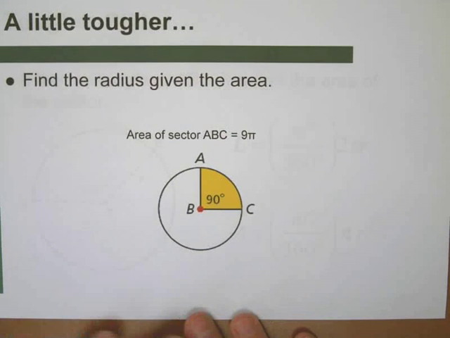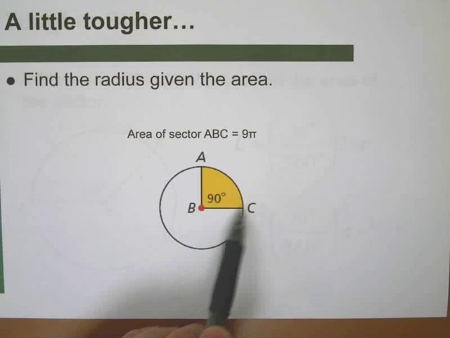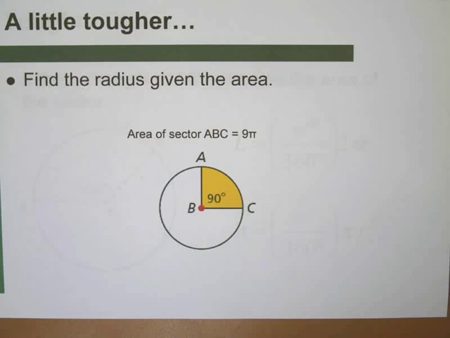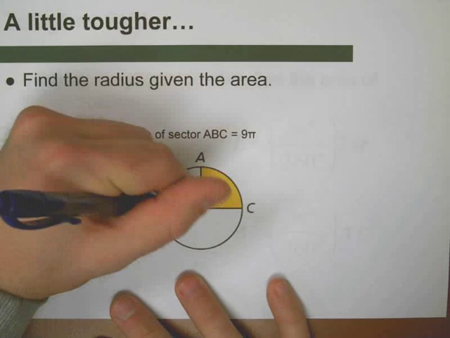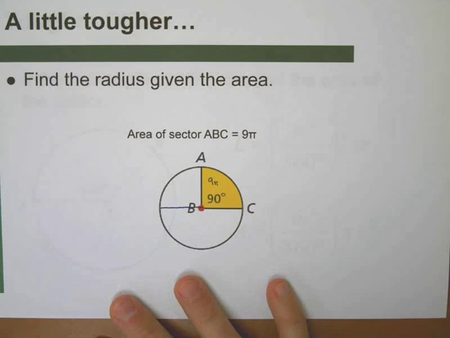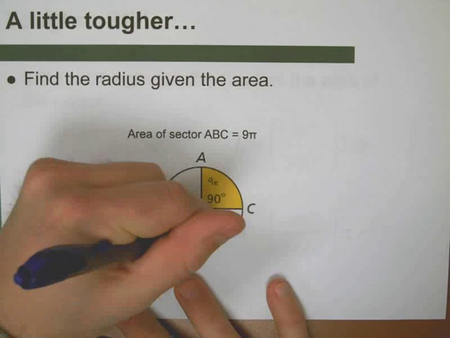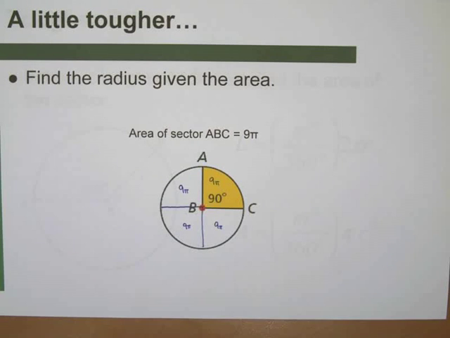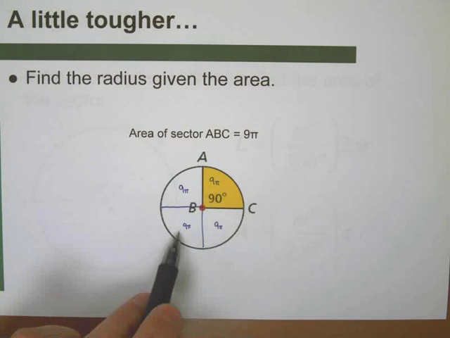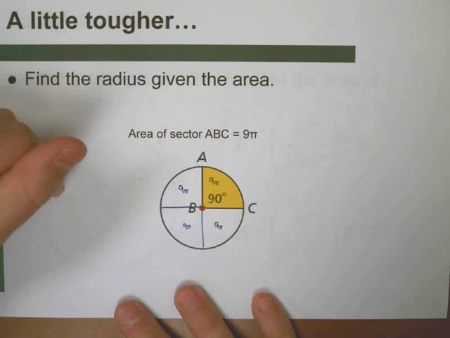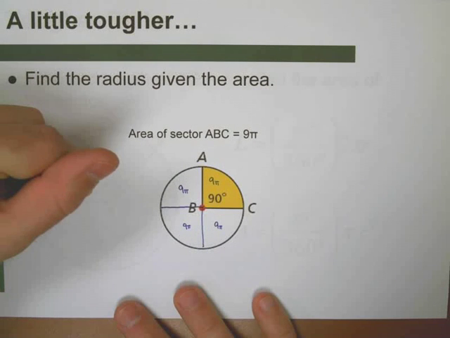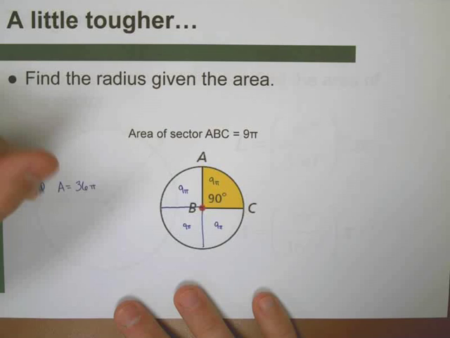Here's a couple of tougher problems, and then we'll be done. Find the radius of that shape, right? Here's what I know. I have sector ABC, and it's 9 pi. That means this yellow section here is 9 pi. So if I add it over here, that's 90 out of the 360. That's a quarter, right? So the full circle would have an area of how many pi's? Well, 9, 18, 27, 36 pi. The area of this circle total is 36 pi.